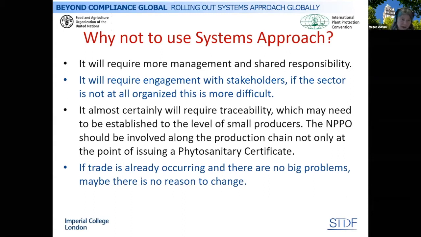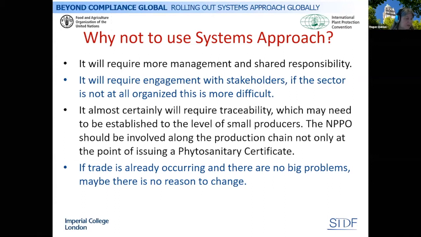You would have to engage with stakeholders. So if you have a sector that's not at all organized, as an NPPO, it would be difficult to carry out a systems approach. I know there are countries where traceability has not reached the small farmer. And in fact, I've even been speaking to traceability companies recently and talking about this issue, that if you're trying to use a systems approach where you need to be able to trace back, you need to have traceability. And so that is something that might not be ready.